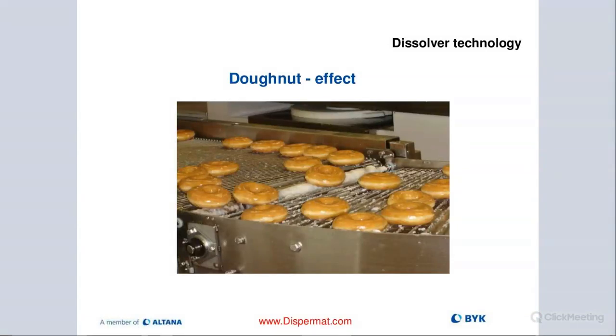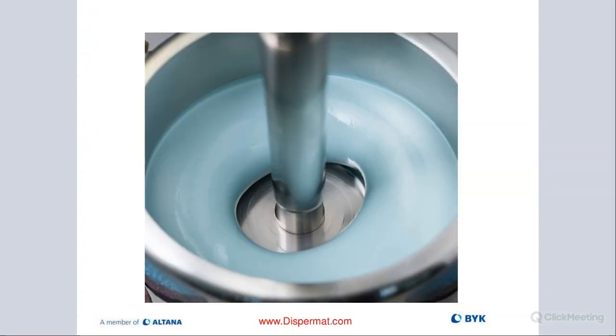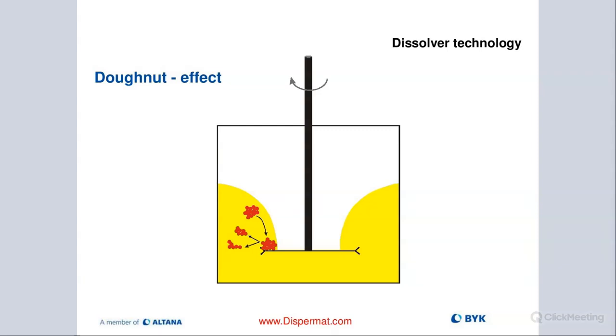And then we have that infamous donut effect. It's called that because it really looks like a donut when you optimize everything and you have selected the right dispersion blade and the right tip speed. That's what you should be looking at: a really beautiful donut forming while you're dispersing your material.